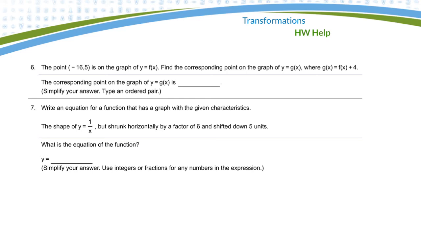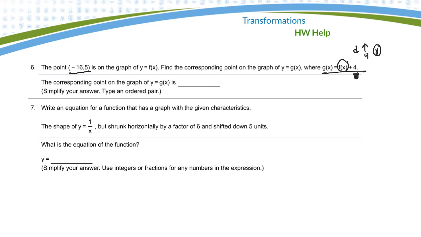The point (-16, 5) is on this graph. Find the corresponding point on the graph of y equals g(x), where g(x) is this. So they're taking the normal graph and doing this transformation to it. Well, that transformation is a D transformation, and that will move the graph up 4. So all I need to do is take the y value and move it up 4. So this is what the point was.